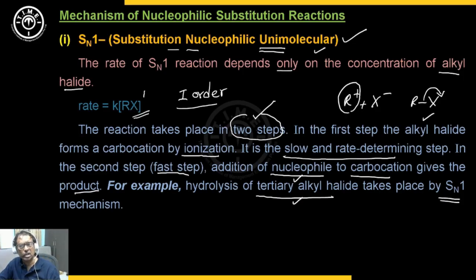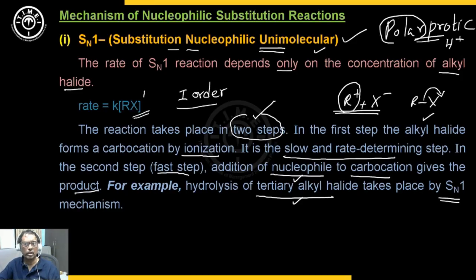Next thing is, you have to stabilize the ions. What will stabilize the ions? A solvent which is polar and which is protic, such as water, alcohol. They have the H plus, that is protic. Protic means what? H plus, proton. So polar protic solvent is going to make the SN1 reaction happen easily. So a solvent needs to be polar protic to stabilize the ions that are formed in the first step, R plus and X minus.